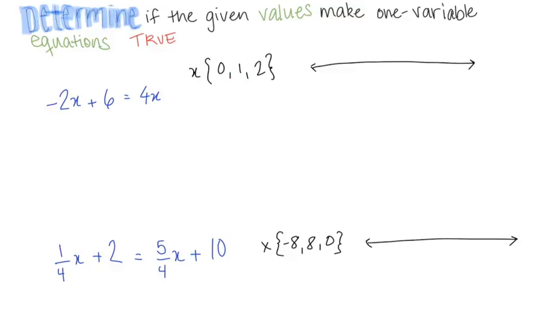So the only way to find that out is to plug them in for x. So what I'm going to do here is I'm going to simplify and put my variables on one side of the equal sign and my numbers on the other side. This will make my substitution a lot quicker. So let's go ahead and plug it in.